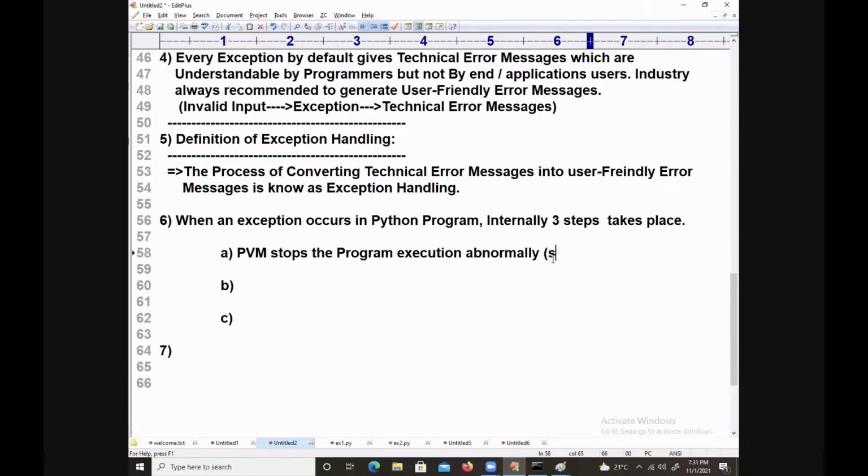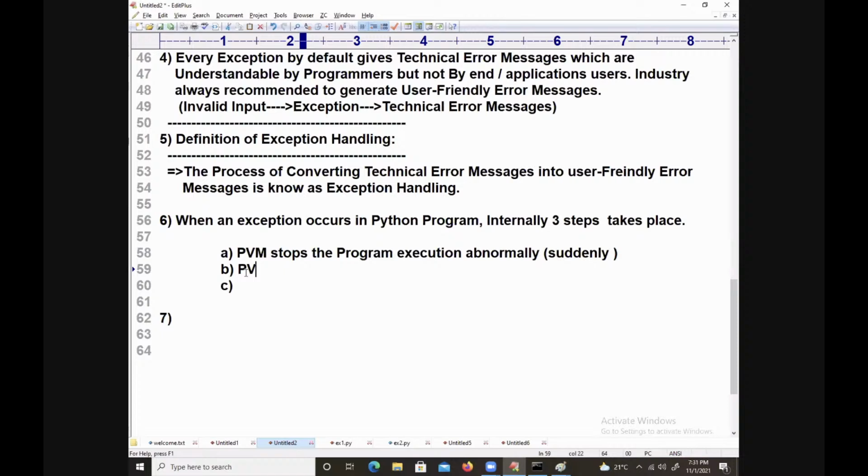Suppose, for example, I am taking my class, and during that some net issue has occurred or some power failure has taken place. That is all of a sudden it is occurring. That is called an exception occurring. Abnormal termination means something happens all of a sudden. So the first thing is that PVM stops the program execution abnormally.